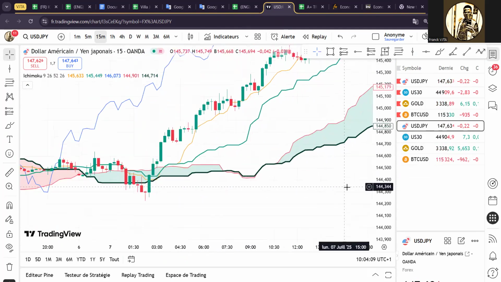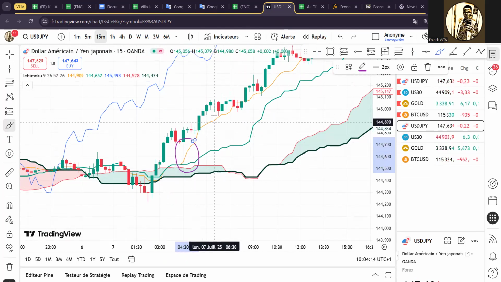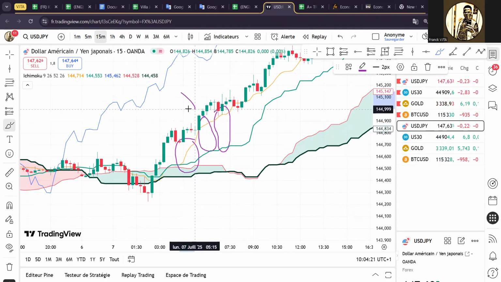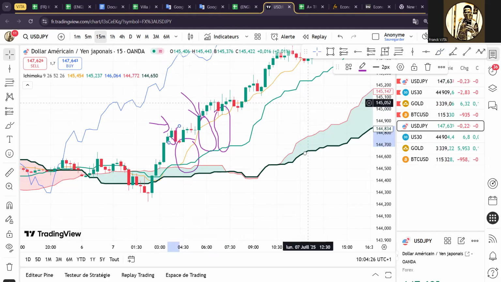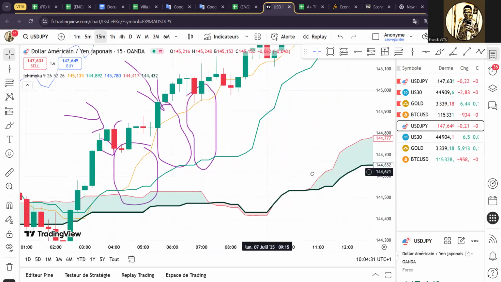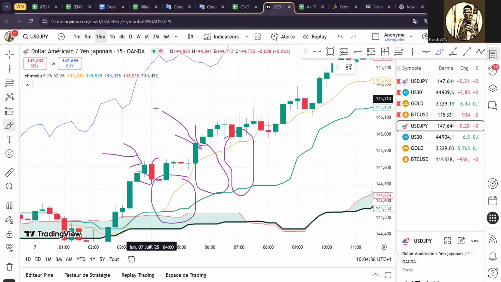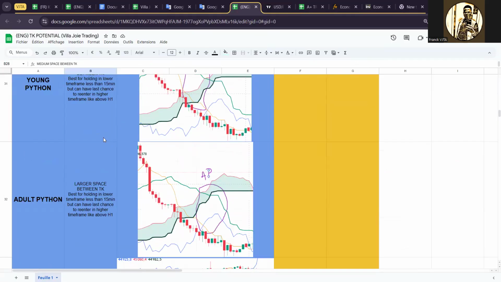You see, after the cloud, what happened is that you have first of all the young space, but after that, you have something that is starting to become big. So this can be the young space, right? The space between Tenkan and Kijun is still small here, but at this point it becomes a little bit fat, big. So when it becomes a little bit fat, big here, I call it the young Python. Then you can find an opportunity to enter just at the young Python.